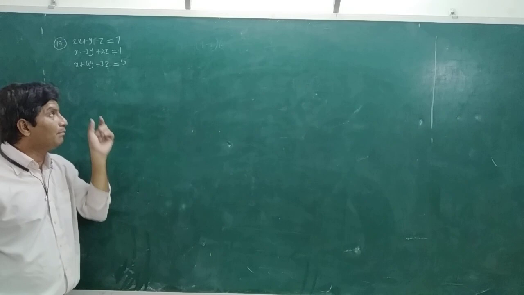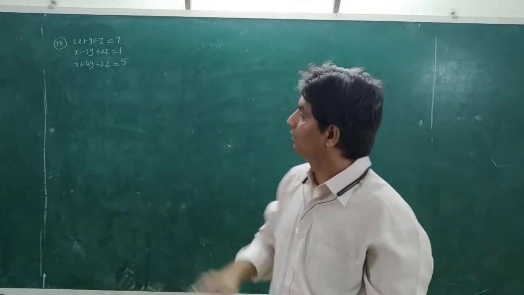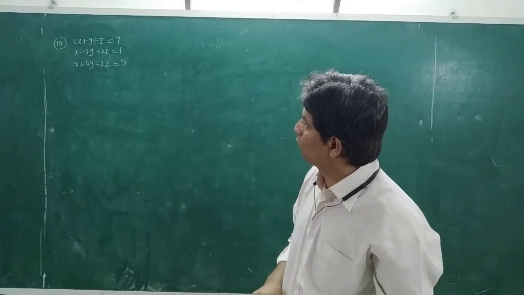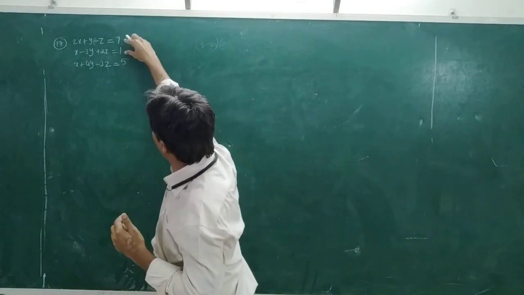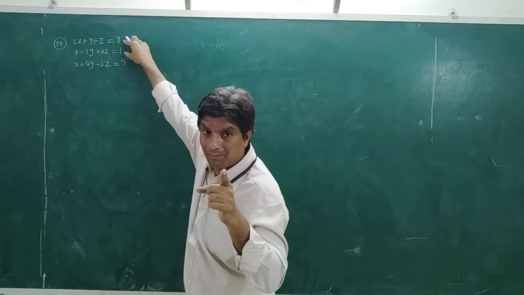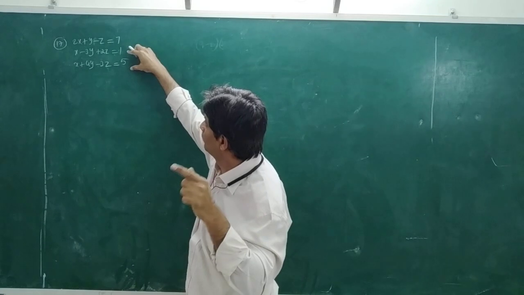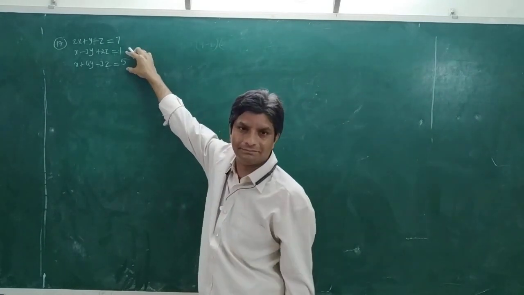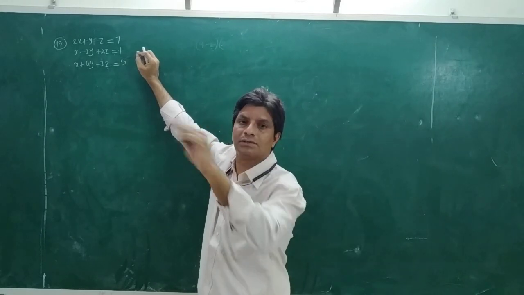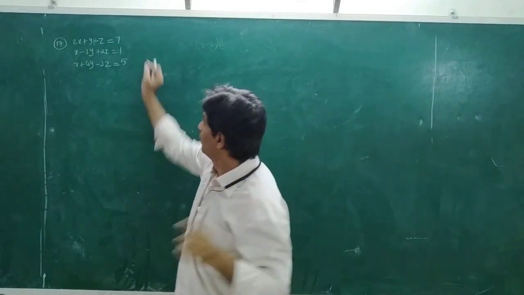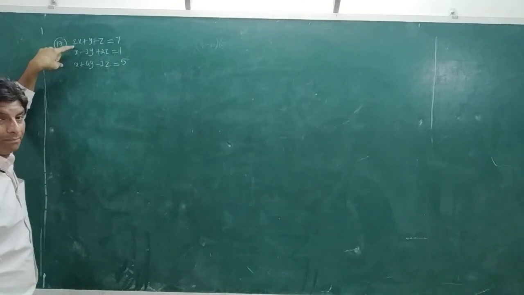That's why I am going to eliminate any one variable. Tell me what variable you want to eliminate. You eliminate x. Whatever variable you want to eliminate from the first two equations, the same variable we have to eliminate from the second and third also. Only then will you get two equations in two variables. Understood now?